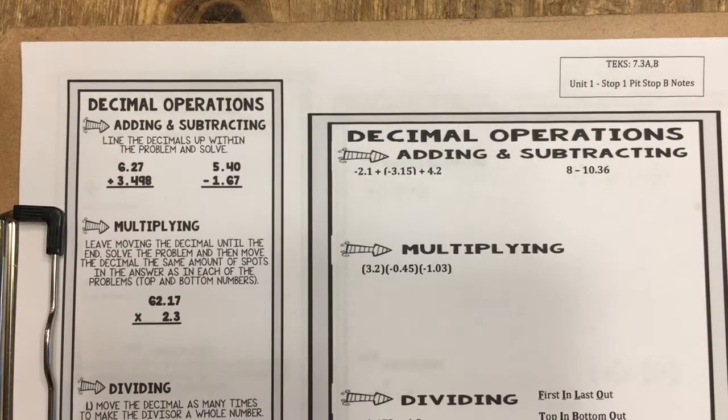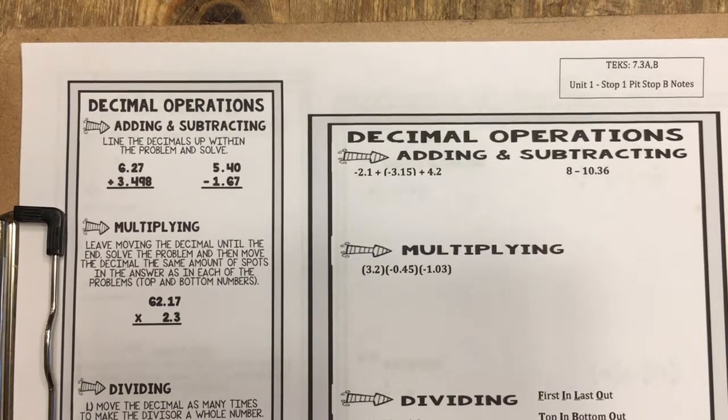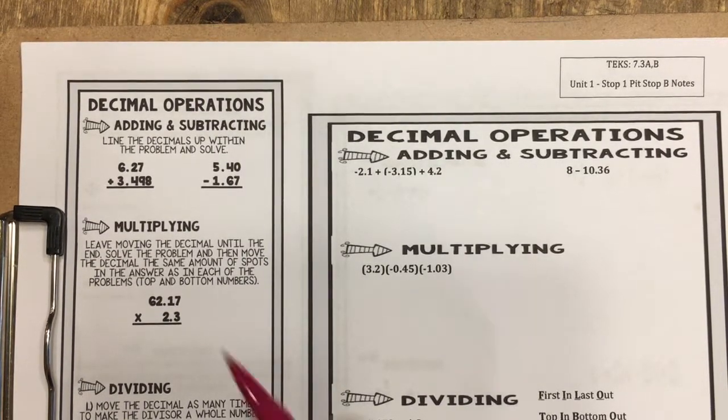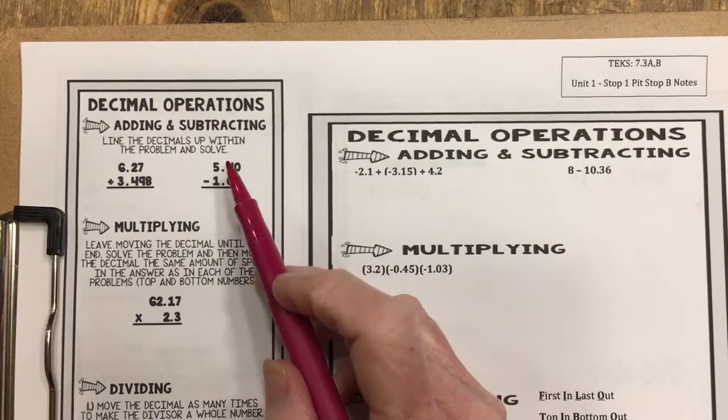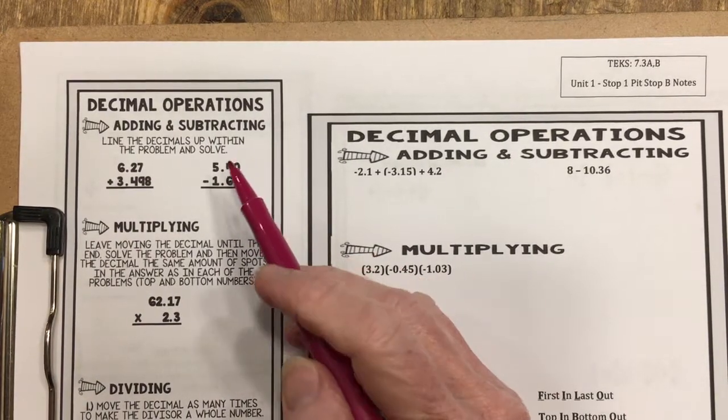So today we're going to be talking about the operations you use when you're working with decimals. So the first operations we want to look at are adding and subtracting. Anytime you're working with decimals and you're adding or subtracting, you want to make sure you line the decimals up within the problem and then solve it.